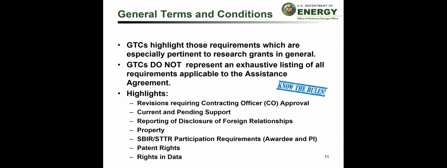So I touched on the general terms and conditions briefly, but again, this next attachment highlights those requirements from 2 CFR 200, which are especially pertinent to research grants in general. However, the GTCs don't represent an exhaustive list of all requirements associated with your award. But I'm just going to talk about a few, I think, that are pretty important and are typically those areas that my team receives questions on.